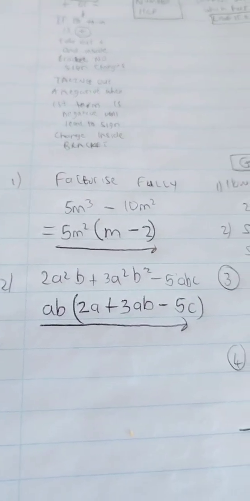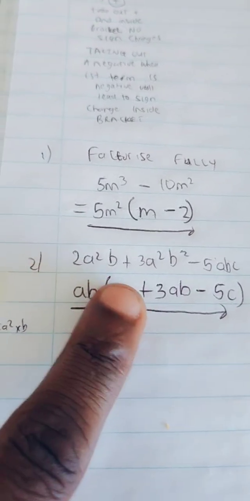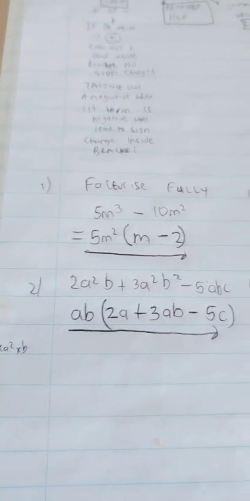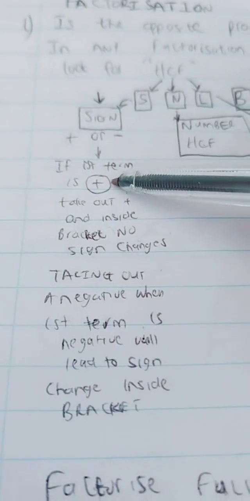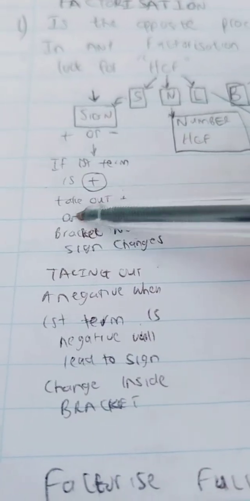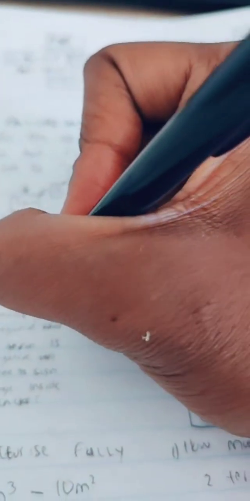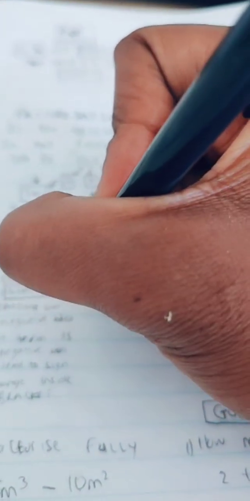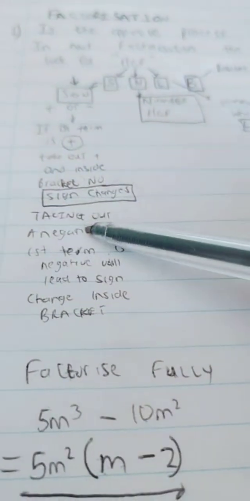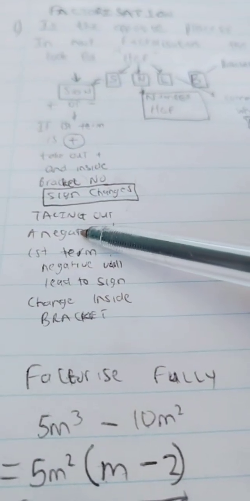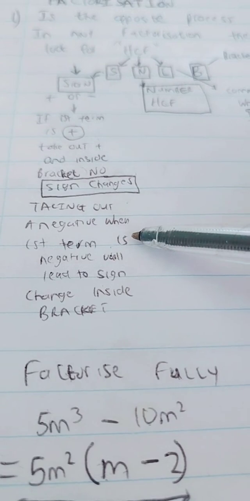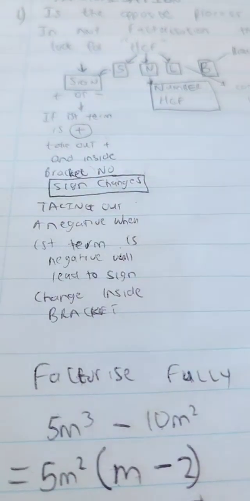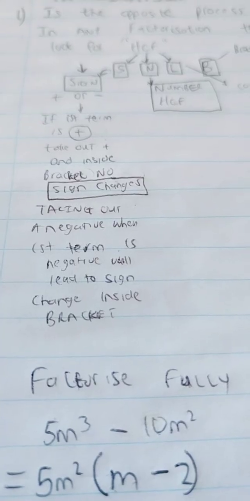The signs are the same inside the bracket because I took out a positive. Whenever you take out a positive, the signs don't change. If the first term that is taken out is positive, you take it out, and then inside the bracket, no sign changes at all. The signs that you had are the ones that you have inside the bracket for each term. Then, if the sign for the first term, x squared, is negative, then that will lead to the signs changing inside the bracket.